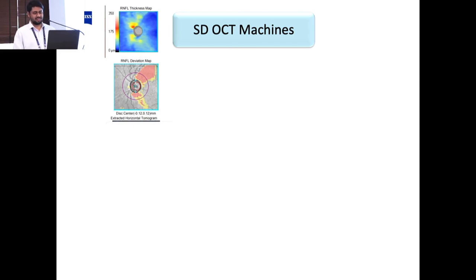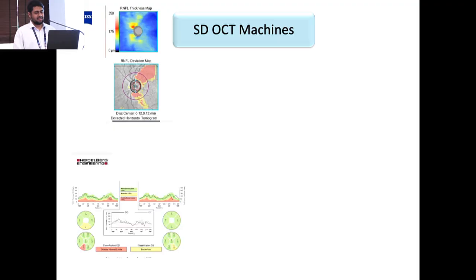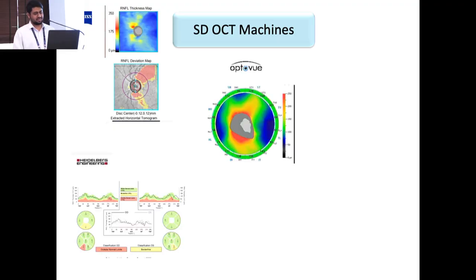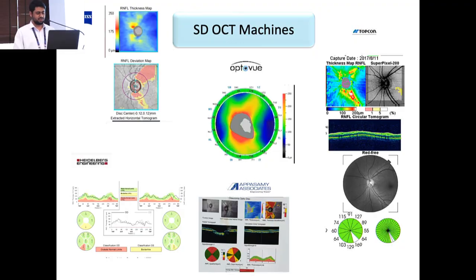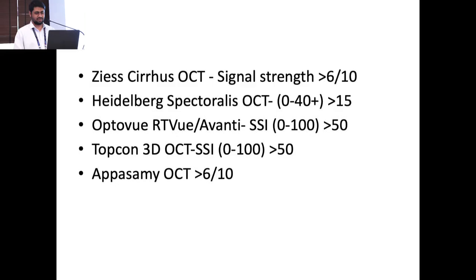The first one is the Zeiss Cirrus OCT, then the Heidelberg Spectralis OCT, the Optovue RTVue OCT, and the Topcon 3D OCT. All these are standard OCTs, and we have an Indian version, the Remidio OCT, and many have that. And the Remidio OCT is actually similar to the Zeiss Cirrus OCT in many parameters. The normative database will be different, but altogether the structure is almost similar.